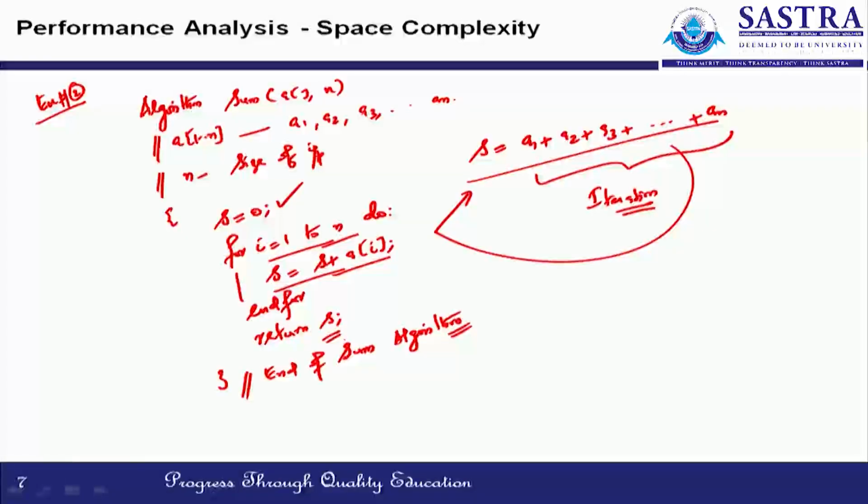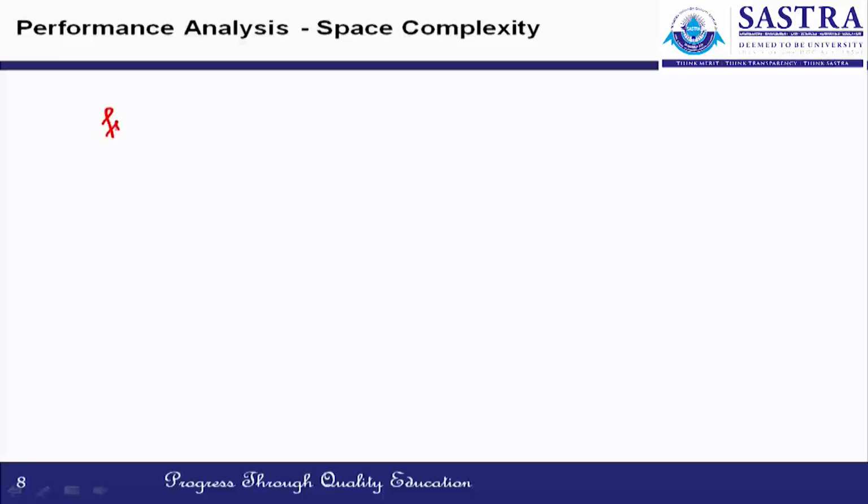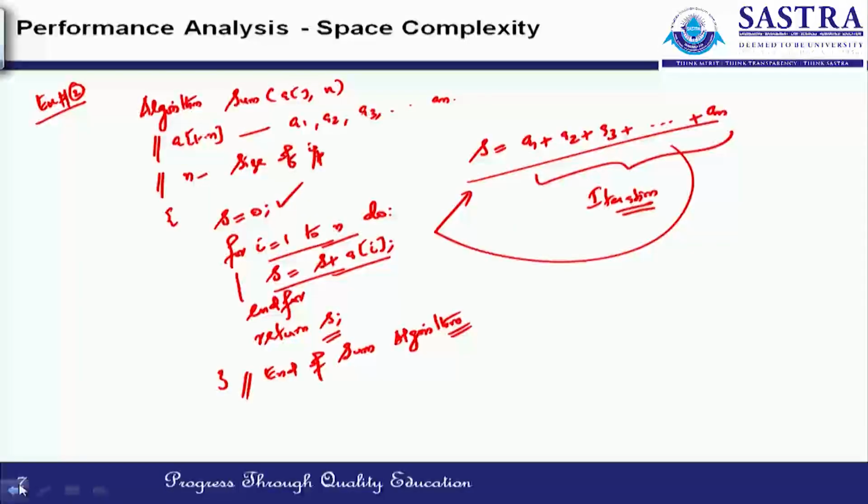part memory. Now let us find what comes under the fixed part memory. Fixed part memory includes the memory for simple variables, constants, fixed size component variables, and the corresponding memory for the code itself. Now in this algorithm we have introduced the variables: s is one variable, i is one variable, and n is one variable.